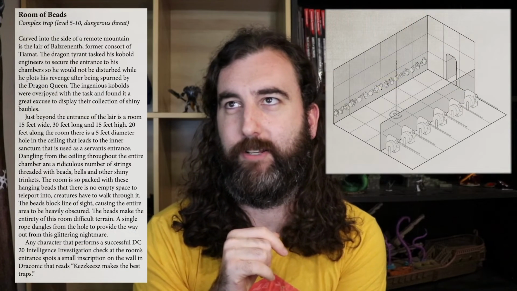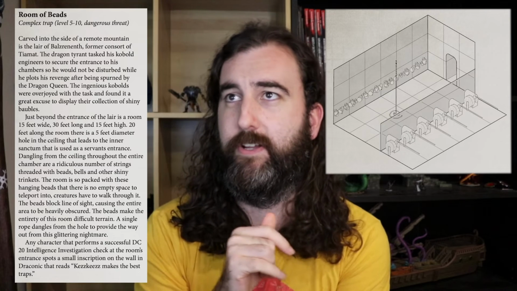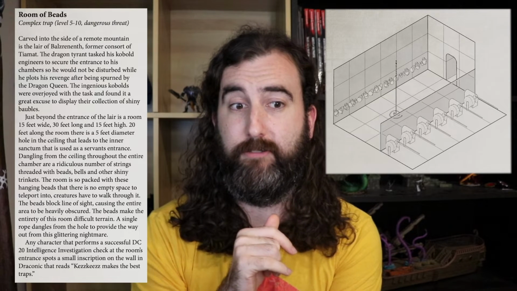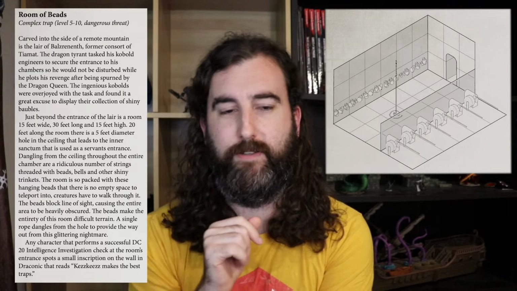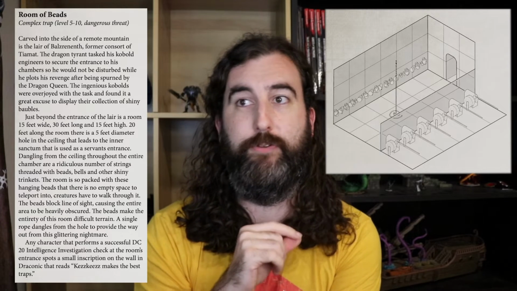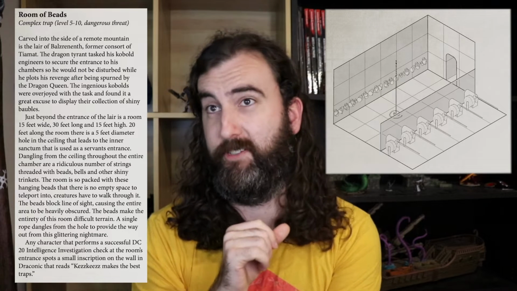Why was he spurned? Why is he thinking revenge? For being spurned, he rejects Tiamat, rejects someone else. Who does he blame for this? Who knows? Doesn't matter. It's just a throwaway line that invokes the imagination that someone could take and expand on. But it's enough to set the scene for this trap. So this is his lair. He doesn't want to be disturbed, and so his kobolds have set to work building this trap to stop people getting into his chambers.